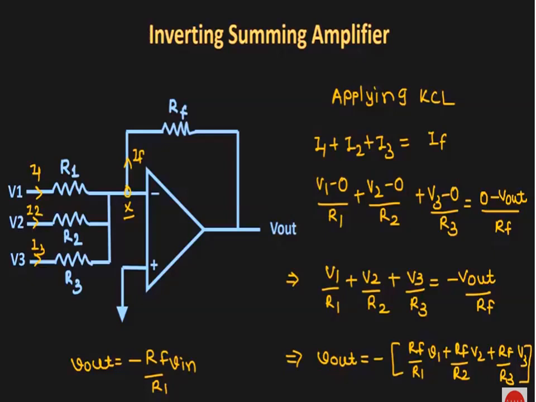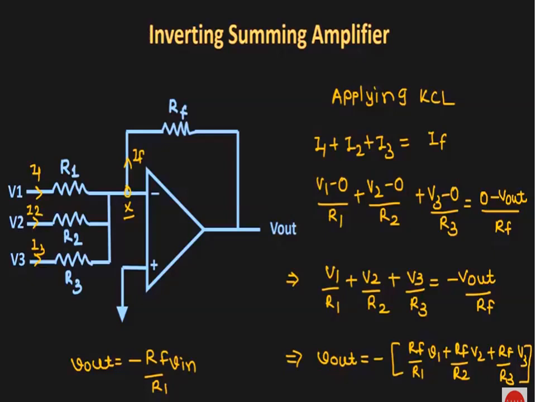So I1 I can write as V1 minus 0. Zero, because of the concept of virtual ground. So I am writing V1 minus 0 divided by R1 as usual, V2 minus 0 divided by R2, V3 minus 0 divided by R3. That is equal to the current across the feedback loop. Here also I am considering the virtual ground concept, so I write 0 minus Vout divided by RF.